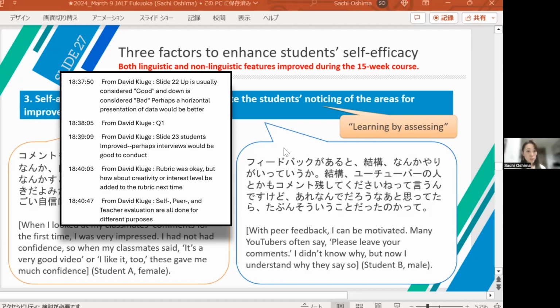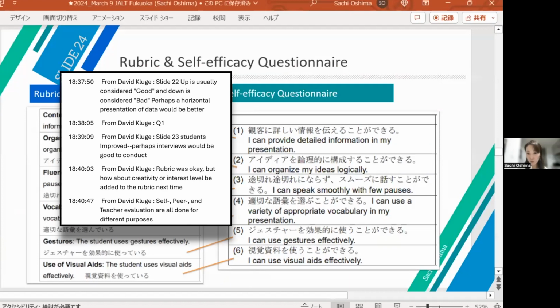Okay, so this example one is a video presentation project, and then there are the chat messages. The rubric was okay, but how about creativity or interest level being added? Yes, exactly. Maybe next time, creativity or interest level can be added to the rubric. It will be interesting. Thank you very much.